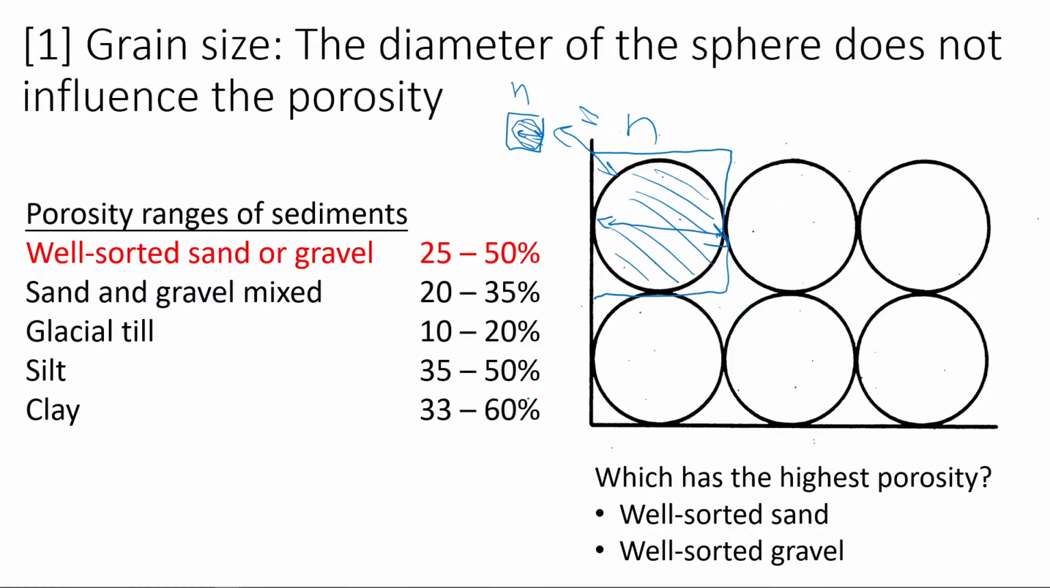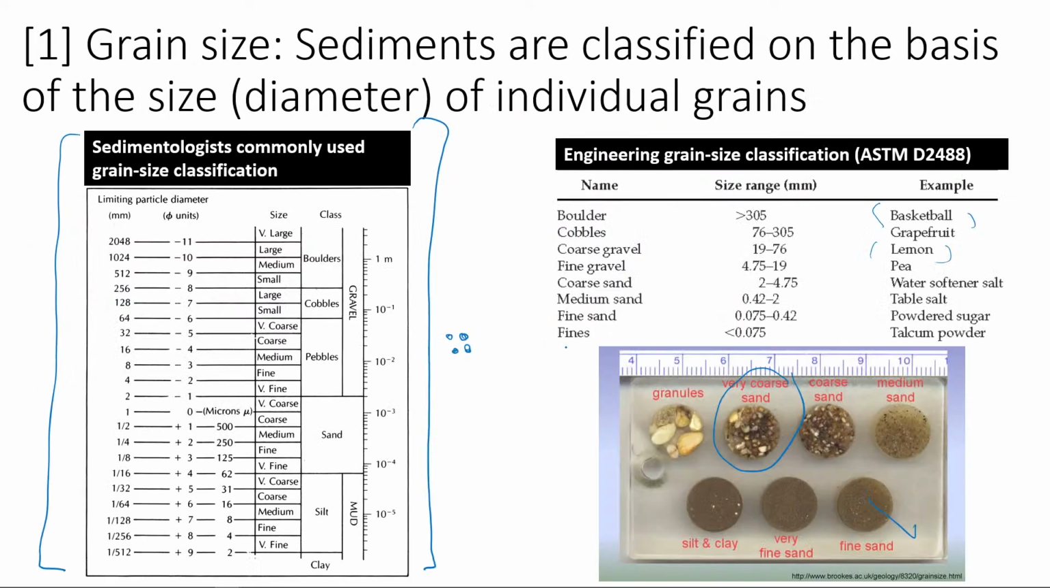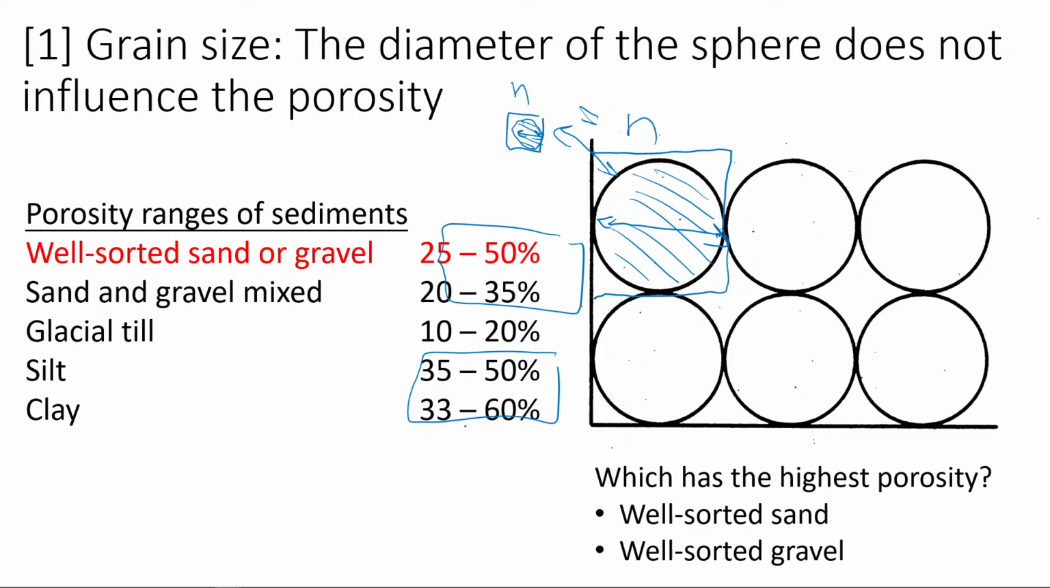Why then, for sand and gravel? Because silt and clay are very tiny. Remember, silt and clay would be fine, something very tiny, even smaller than this one. This is bigger. So why does this one have a higher porosity if the grain size does not matter? Let me ask you another question.